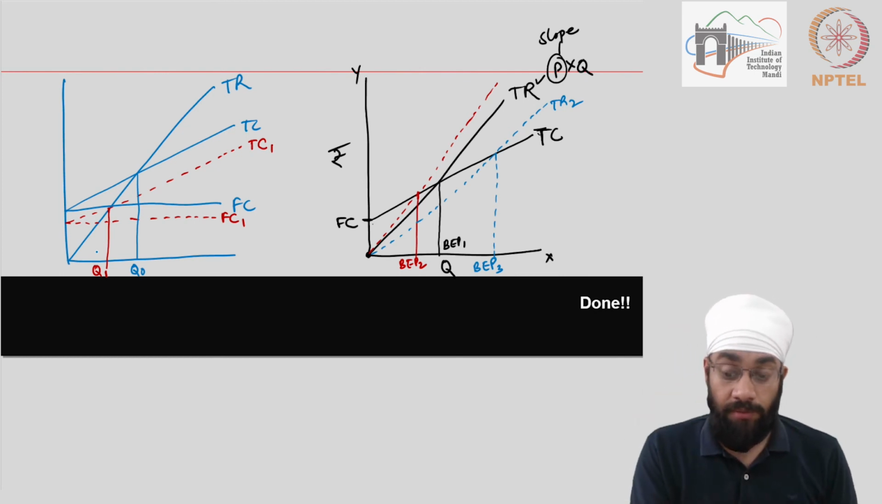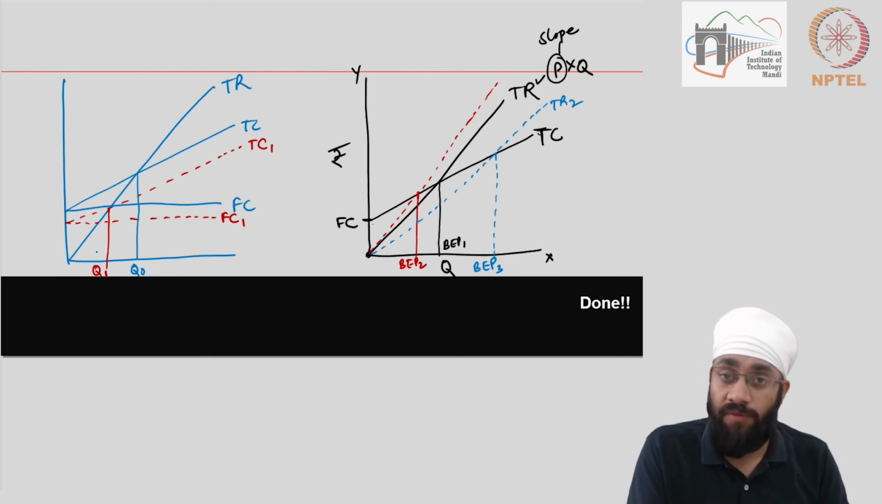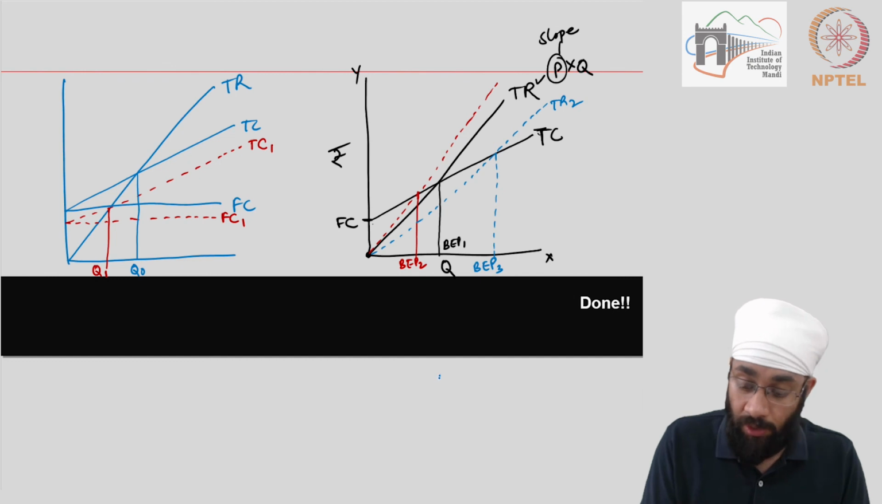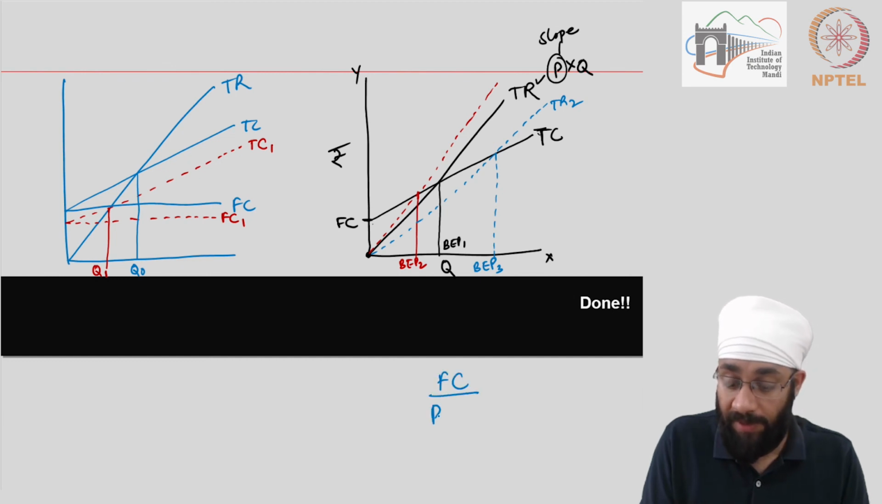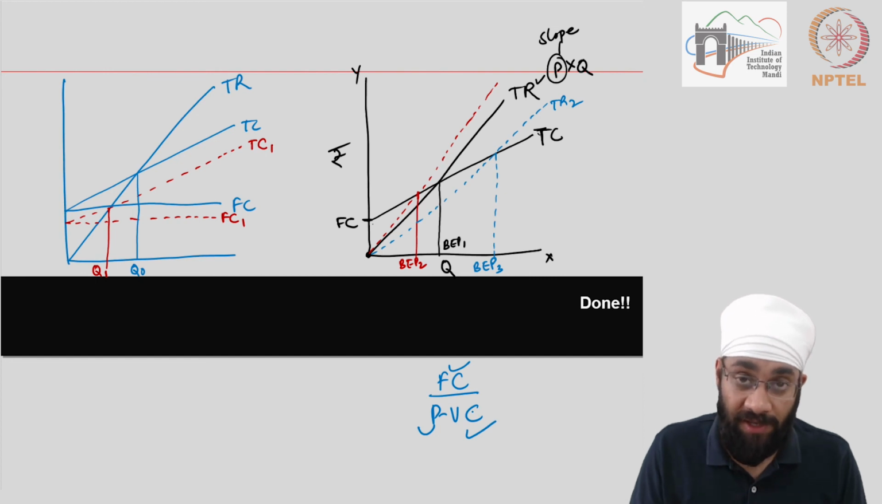So like this, you could take the impact of different components of the equation, and the equation is fixed cost divided by P minus VC. Only these 3 items are going to affect the break-even point, nothing else.